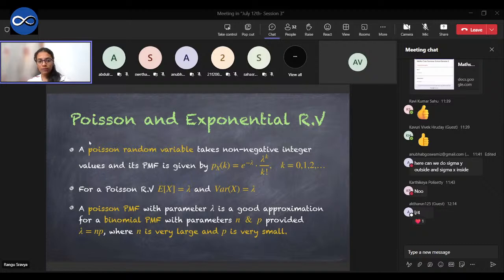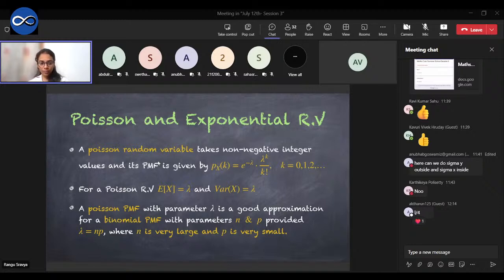For a Poisson random variable, E of x is lambda and variance is also lambda. You can just apply the given definitions and find E of x and variance of x easily. You'll get them to be lambda and lambda. And one more important point to be noted. A Poisson PMF with parameter lambda is a good approximation for a binomial PMF with parameters n and p, provided lambda is equal to np, where n is very large and p is very small.